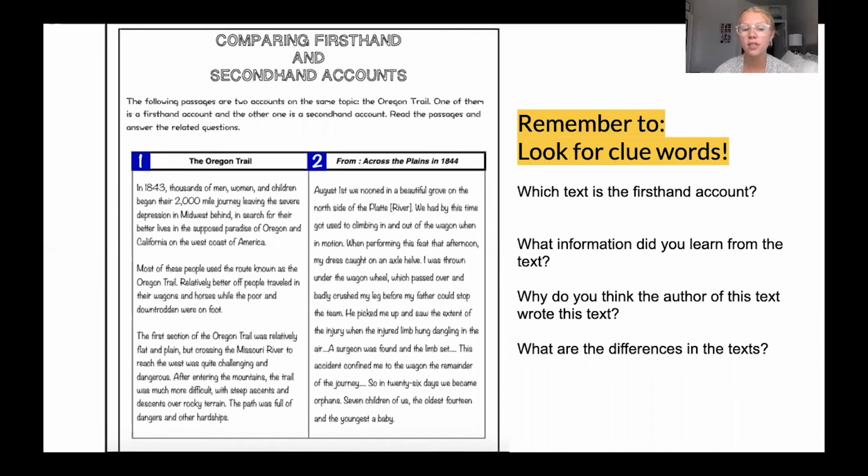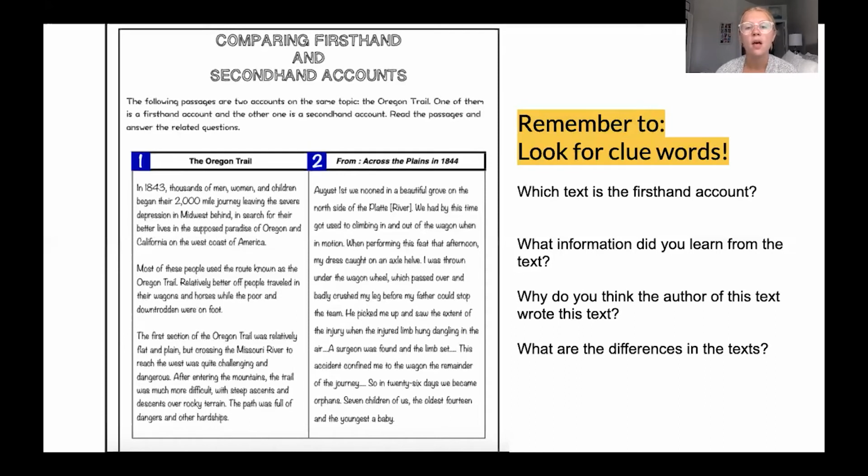So that is our first text. I want you to think about this text. Maybe pause the video if you need to read over it again. And think, is this the first-hand account? Is there anything in this text that tells me this might be a first-hand account? Or is this the second-hand account? Go ahead and think to yourselves. And we will continue with our second text.